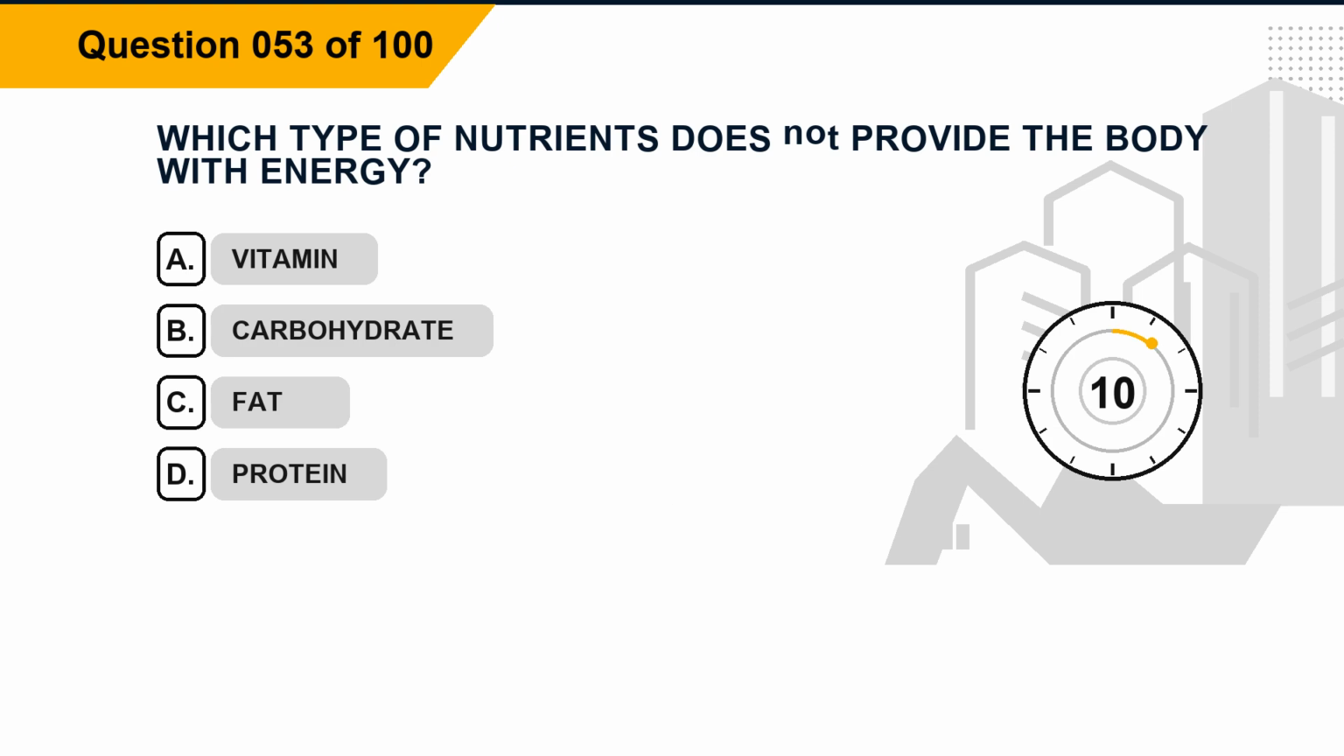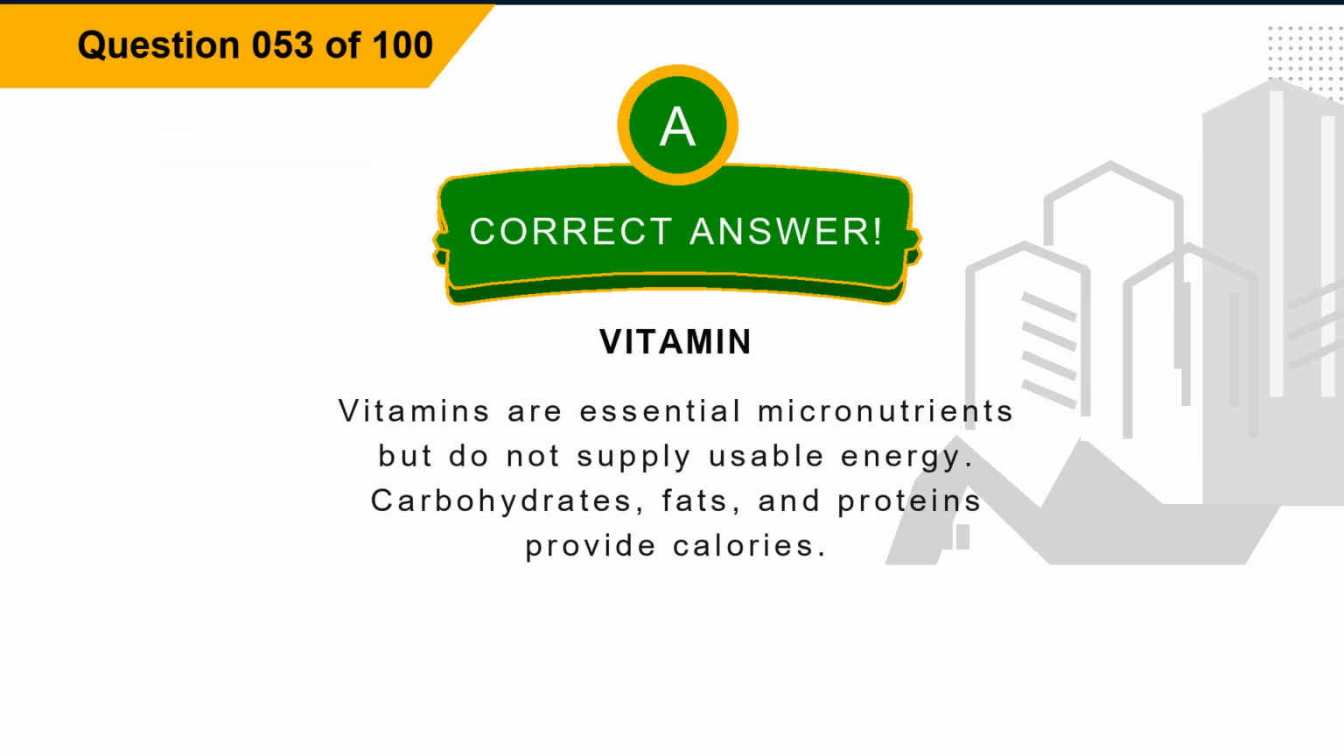Question 53. Which type of nutrients does not provide the body with energy? Option A, vitamin. Option B, carbohydrate. Option C, fat. Option D, protein. The correct answer is option A, vitamin. Explanation. Vitamins are essential micronutrients but do not supply usable energy. Carbohydrates, fats, and proteins provide calories.